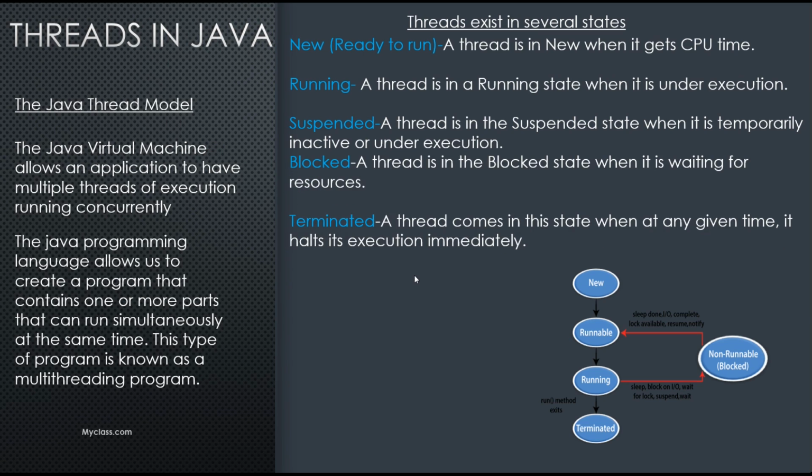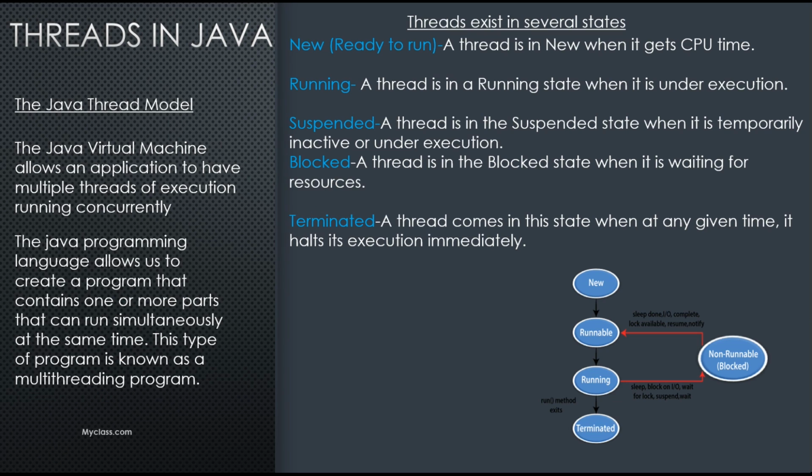So the suspended status: a thread is in the suspended state when it is temporarily inactive or under execution. That means we can suspend the execution of one process or one thread for some time. At that time, we can say that the thread is in the suspended state. Next is the blocked state.